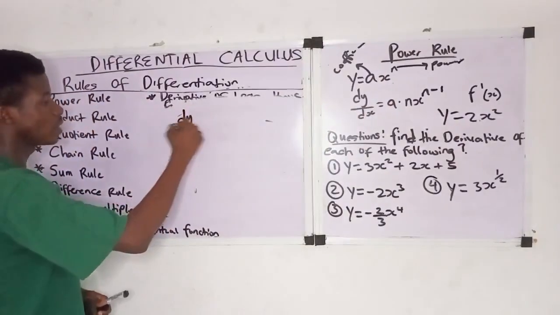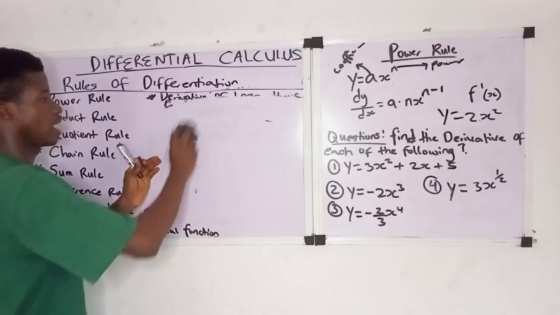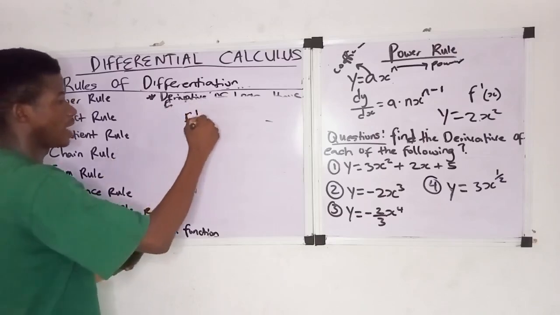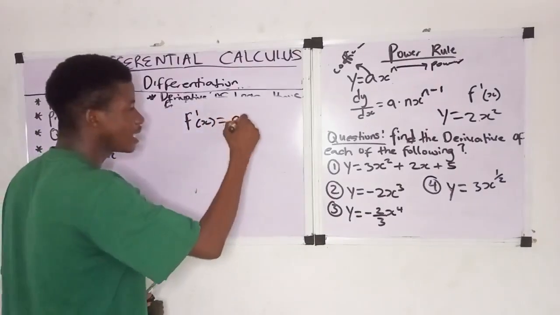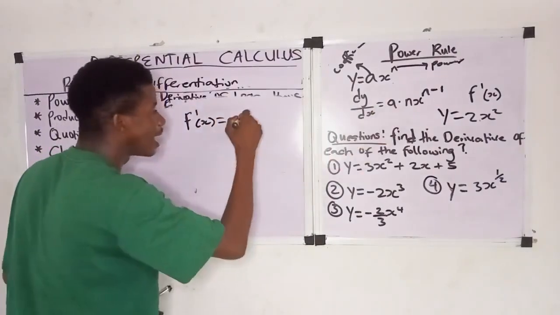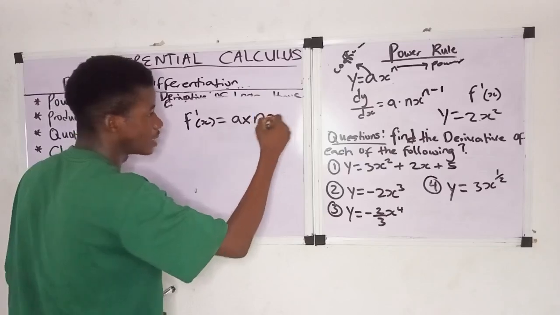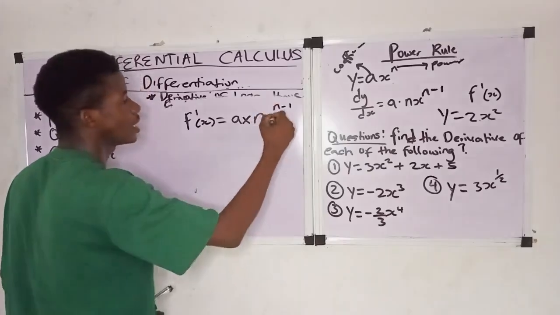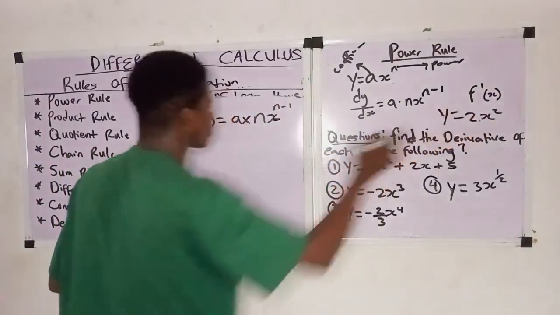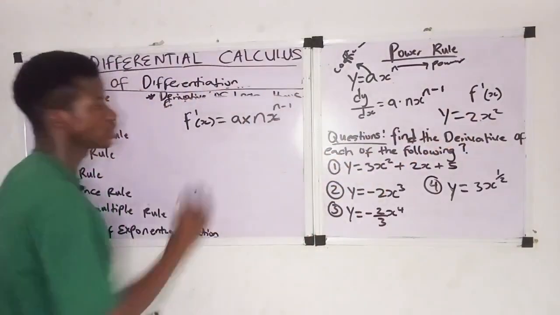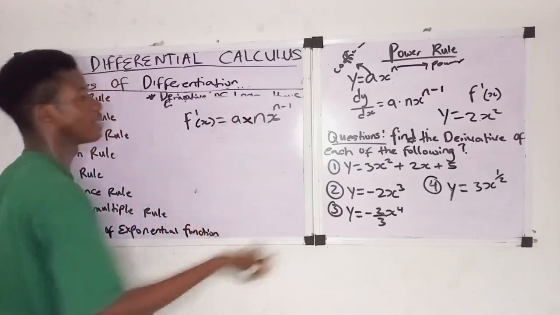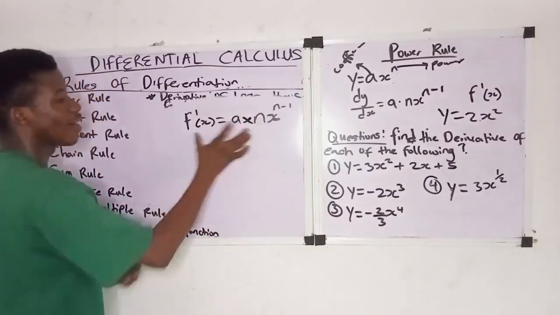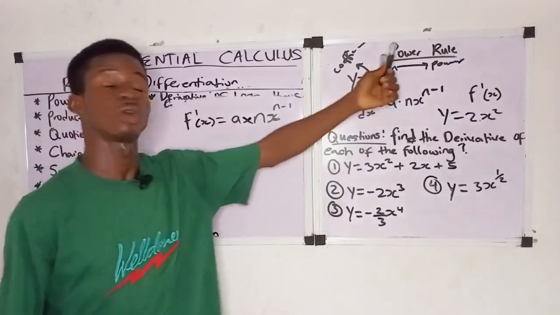Okay, so the formula is dy/dx, or we can say f'(x), equals a multiplied by n x, then raised to the power n minus 1. Now let's solve this particular one. This is the formula we are going to use. This one means multiplication, right? So multiply by, okay, so let's continue. This is the formula we're going to use to solve questions coming up from the power rule.